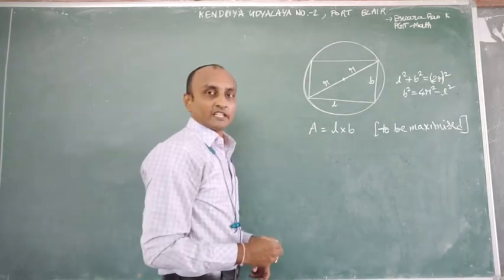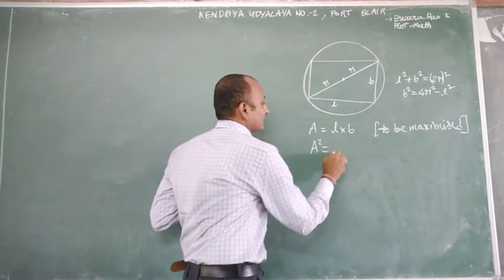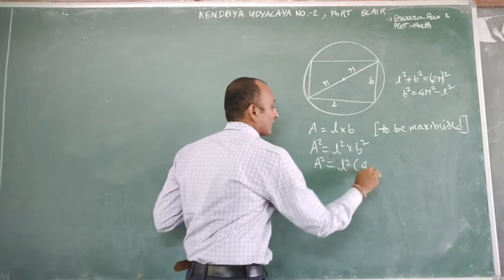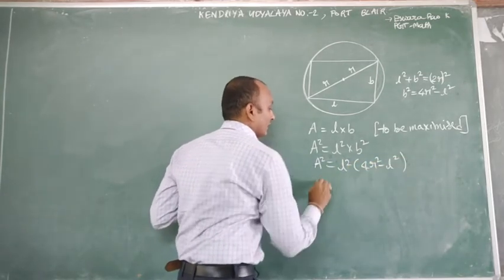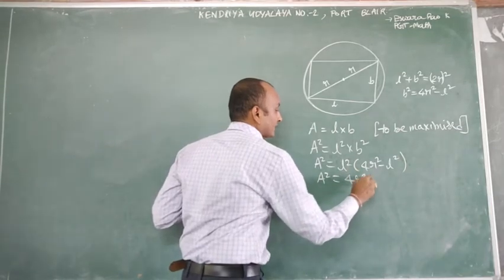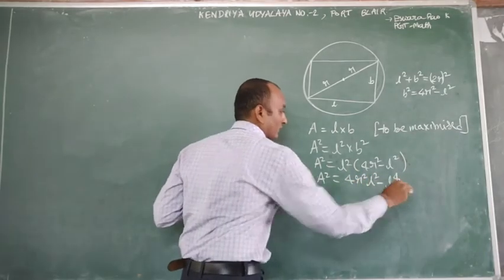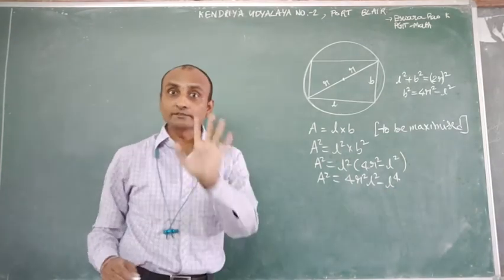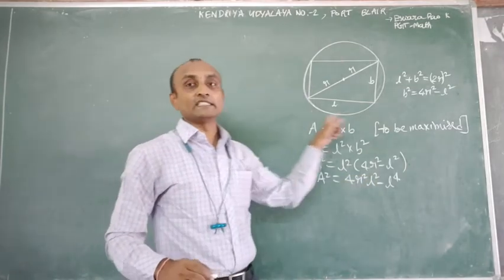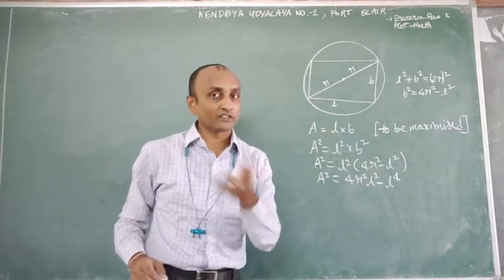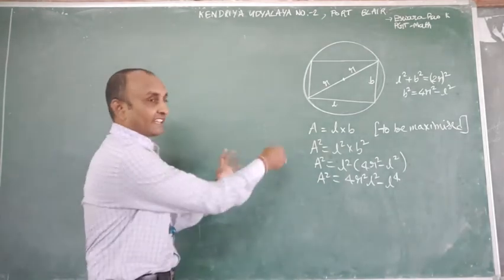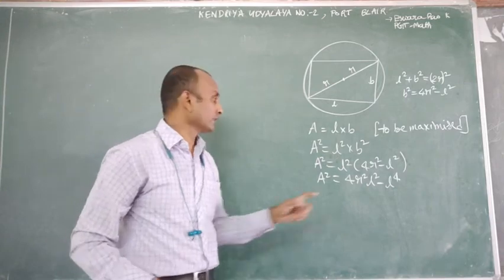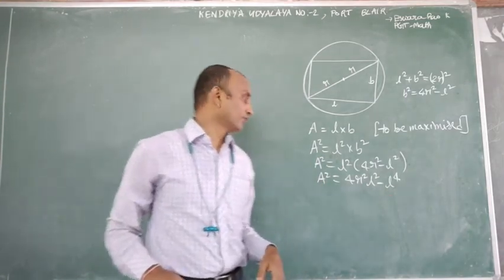So the area is equal to L into B. I am just taking A square is equal to L square into B square. So A square is equal to L square into 4R square minus L square. So A square is equal to 4R square L square minus L power 4. How many variables are there in area square now? Only one variable, L. R must be the constant because they said the circle is fixed. So R will never change. I have drawn many rectangles, meaning L and B are changing, but R is not changing, the circle is not changing, right?